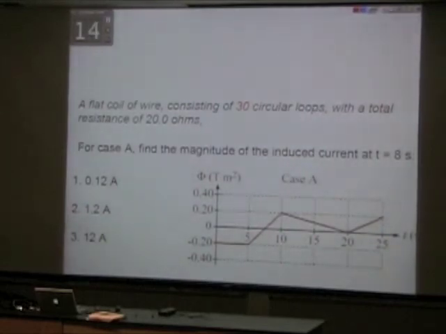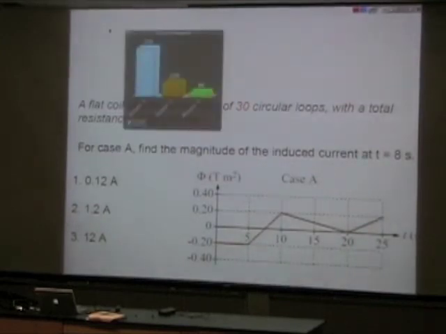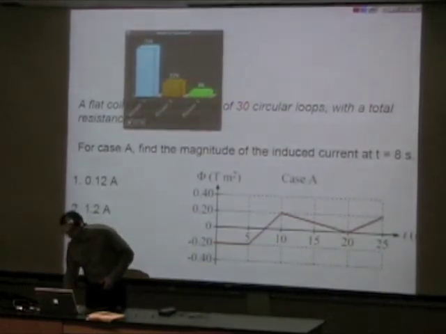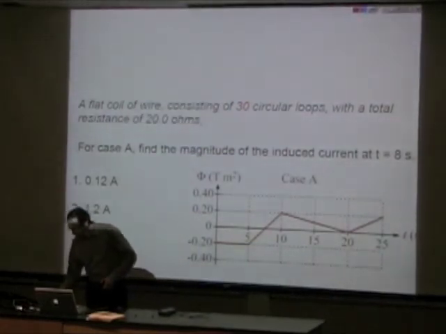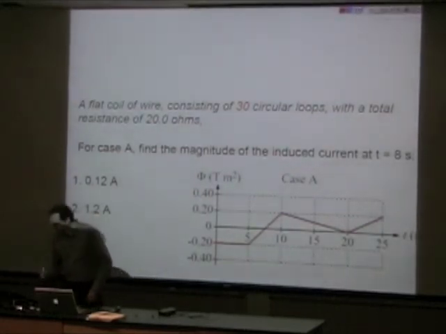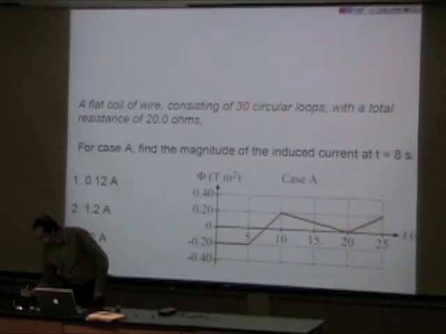You see? It's not boring at all. The only tricky part in this problem is calculating delta phi over delta t, calculating the slope. And let's do it. Well, the slope is the same everywhere between 5 and 10.